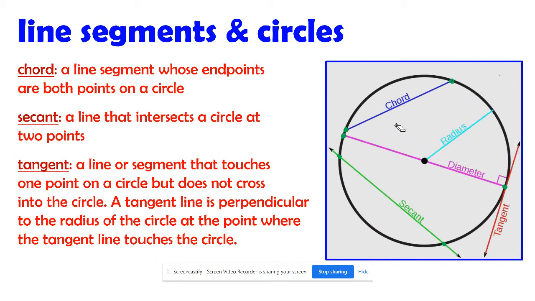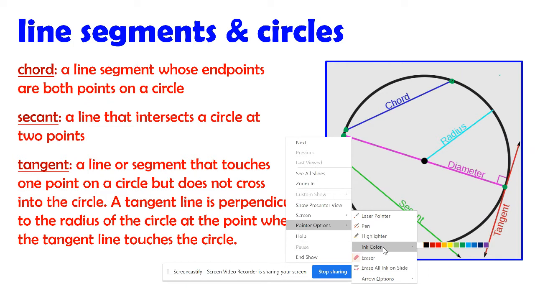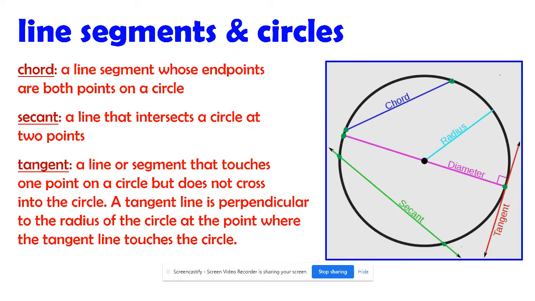All right, and then we have a tangent. What can be confusing with this word is that we've already talked about tangent when we did trigonometry. And in trigonometry, tangent is when you have a right triangle. It's the ratio of the opposite side to the adjacent side. With circles, we have a different meaning of the word tangent.